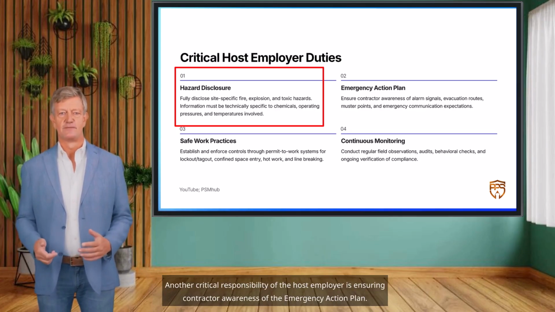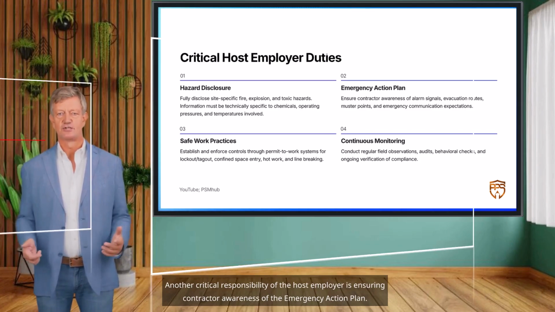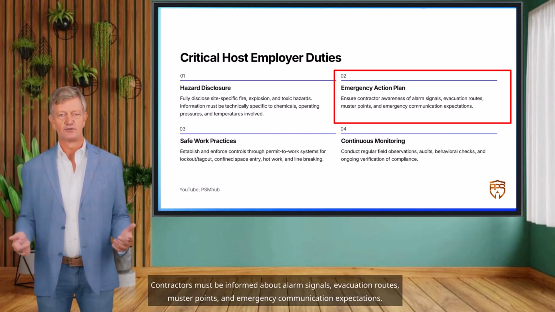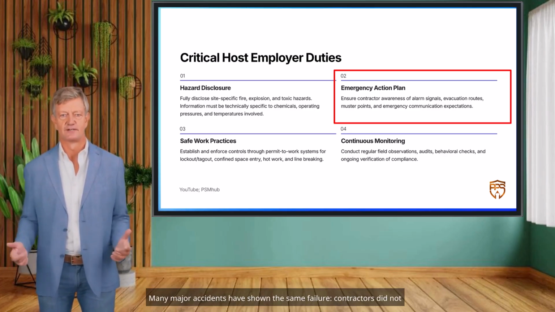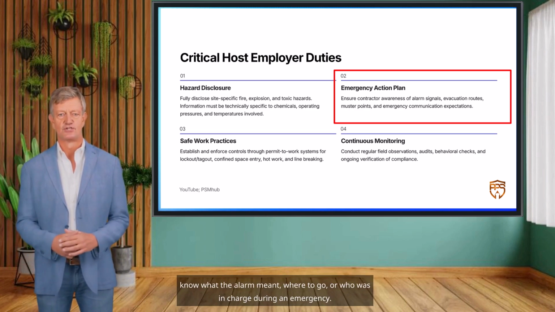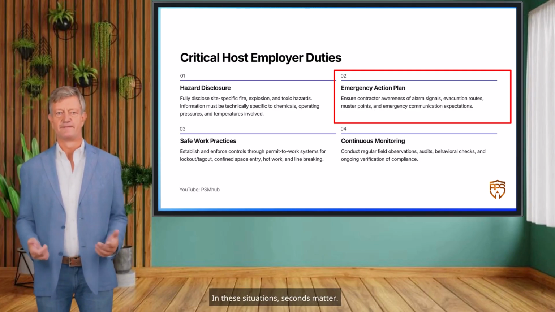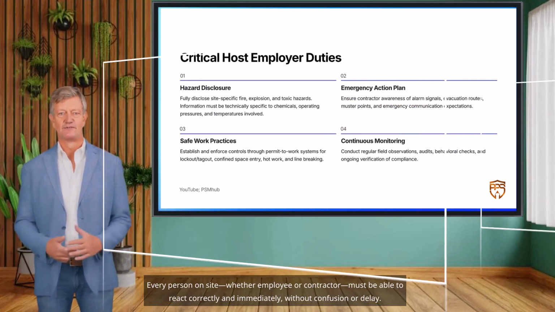Another critical responsibility of the host employer is ensuring contractor awareness of the emergency action plan. Contractors must be informed about alarm signals, evacuation routes, muster points, and emergency communication expectations. Many major accidents have shown the same failure. Contractors did not know what the alarm meant, where to go, or who was in charge during an emergency. In these situations, seconds matter. Every person on site, whether employee or contractor, must be able to react correctly and immediately, without confusion or delay.